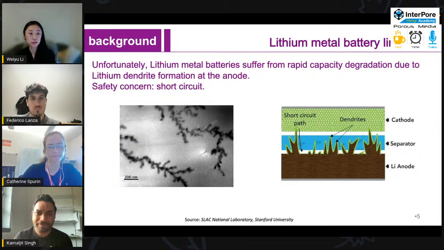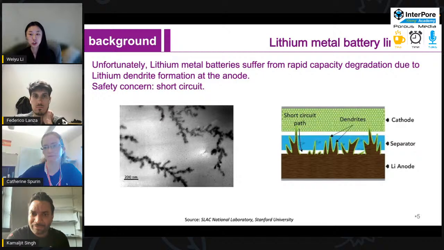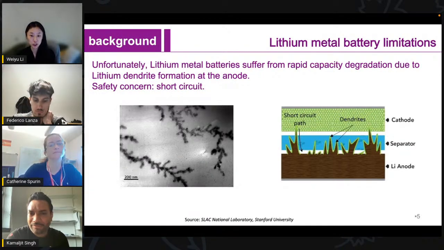However, there is a severe issue related to lithium metal batteries. During the charging process, the lithium metal deposits on the anode and forms lithium dendrites, which cause rapid capacity degradation. Lithium ions concentrate around the dendrite tip and form a spiky structure that can cause a short circuit. The formation of lithium dendrites is one of the major issues that impede the commercialization of rechargeable lithium metal batteries.